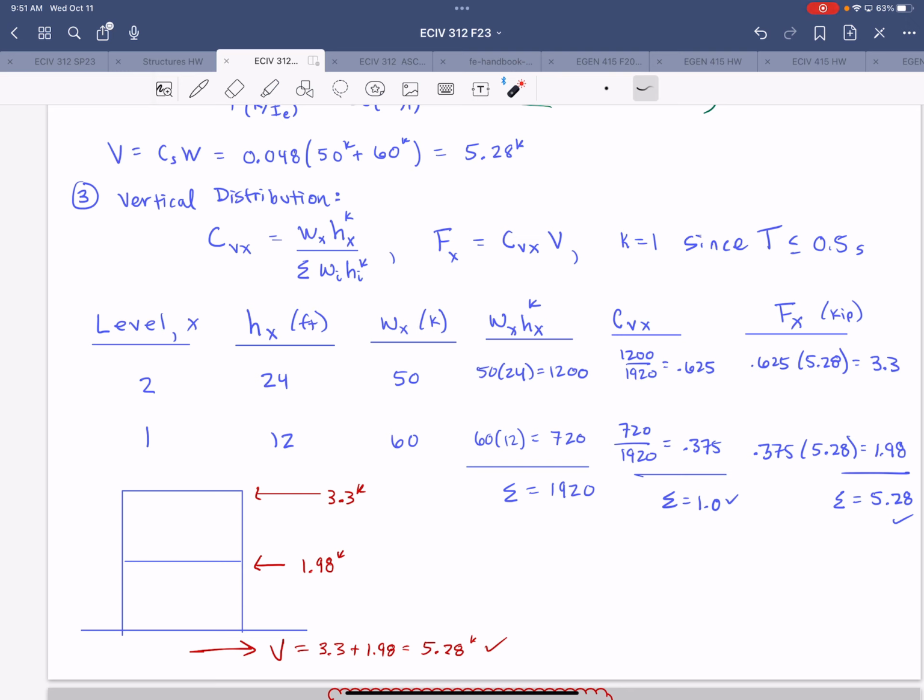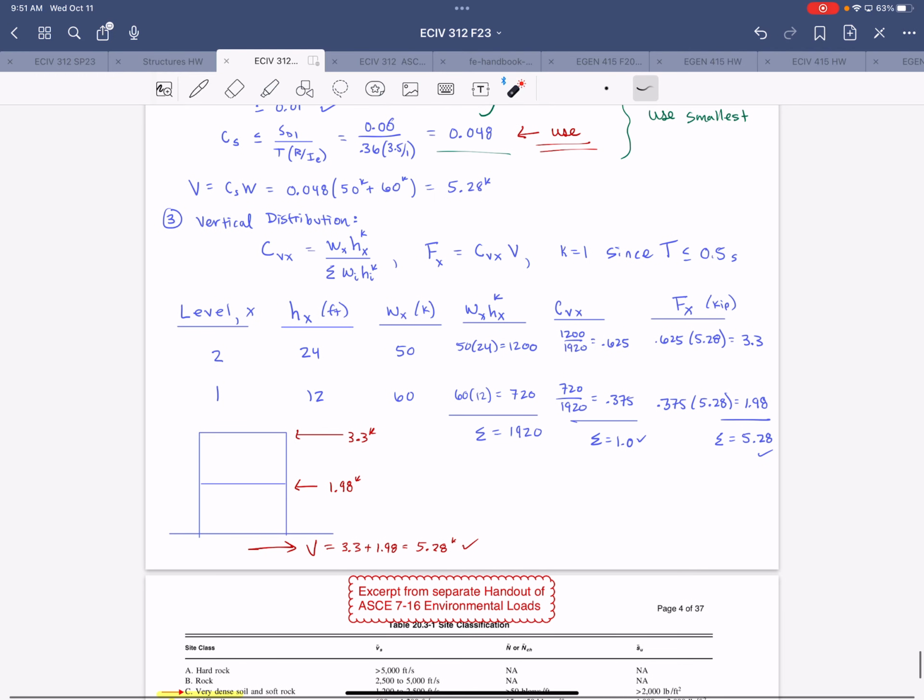Any other questions? All right. Well, we're out of time. So Friday, we will start talking about wind loads, but I'll also have a few fun things to show you related to seismic loads and wind loads to start off with.